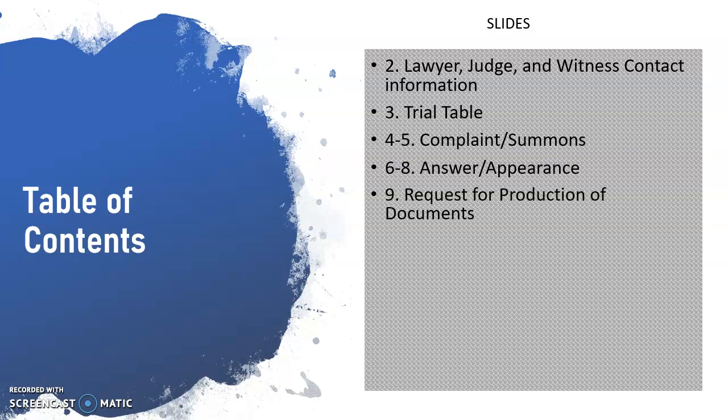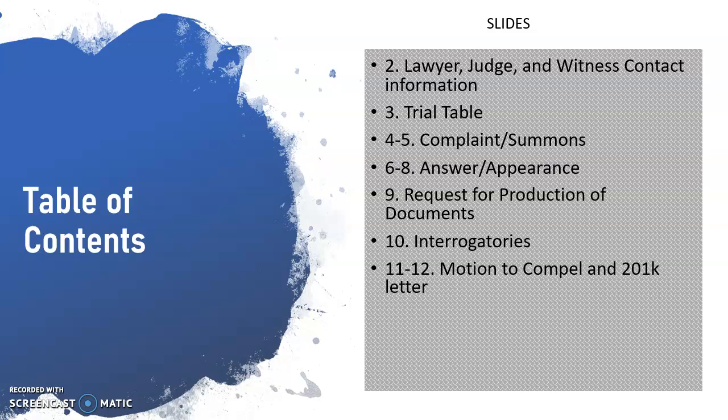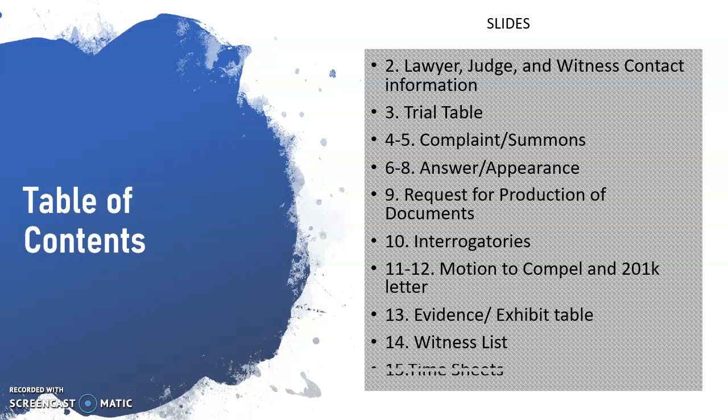Slide 9 is the request for production of documents. Slide 10 is my interrogatories. Slides 11 and 12 are the motion to compel and the 201K letter. Slide 13 is the evidence / exhibit table. Slide 14 is the witness list. And slide 15 will be my timesheets.